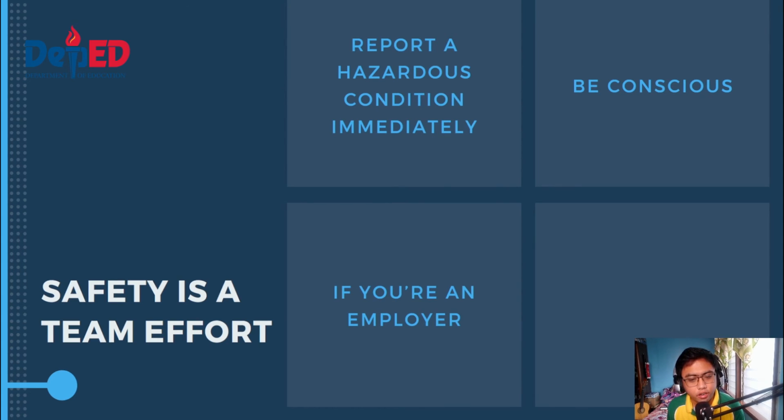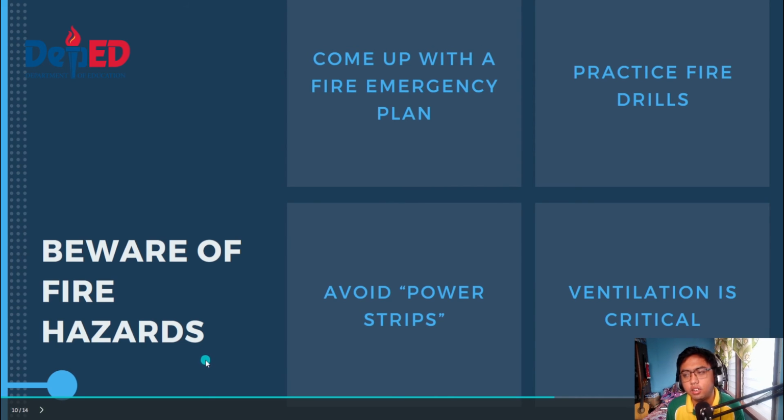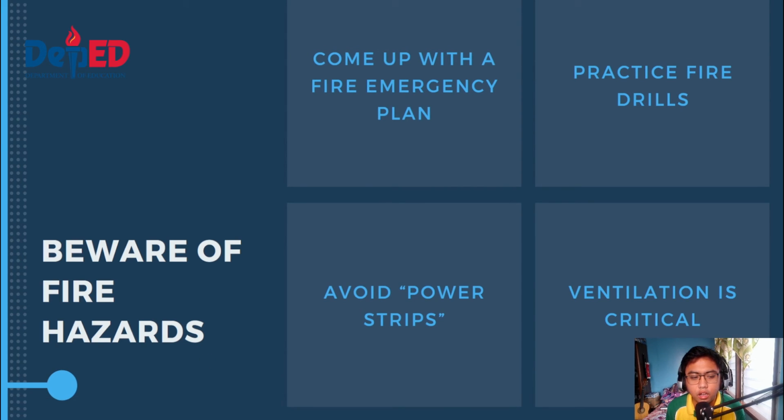If you're an employer, always think of the safety of your employees. So beware of fire hazards. These are mainly some of the things that are within our work. Come up with a fire exit plan or fire emergency plan. What will you do if there is a fire in your office? Or what will you do if there's a fire in your house? What should you do? Who will you call? What numbers are you going to dial? There should be signages. There should be a route to take whenever there is a fire emergency.